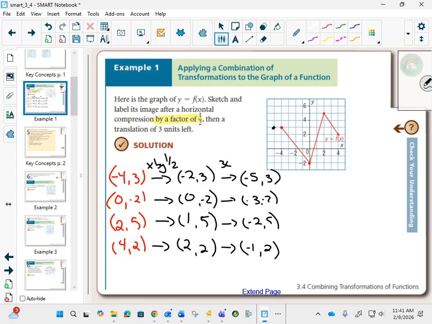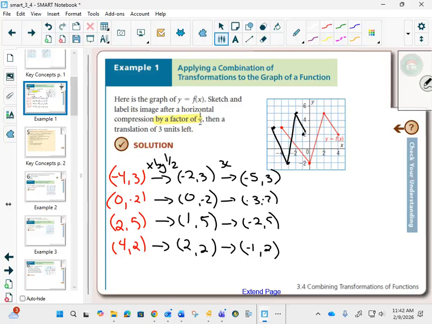-5, 3, -3, -2. -2, 5. And -1, 3. There's our new graph. Now all of this is exactly the same as the other question. That's why I did it really fast.